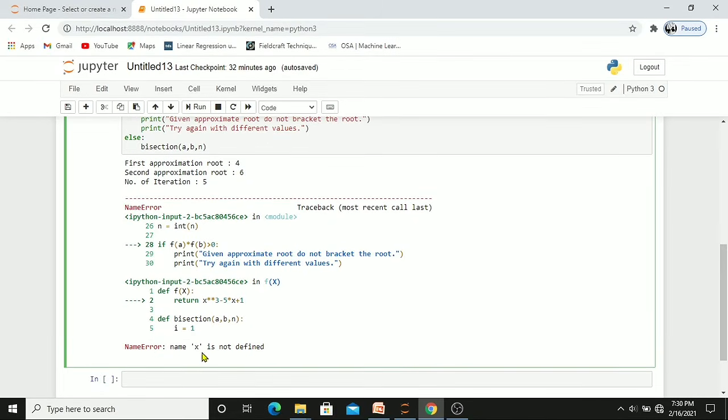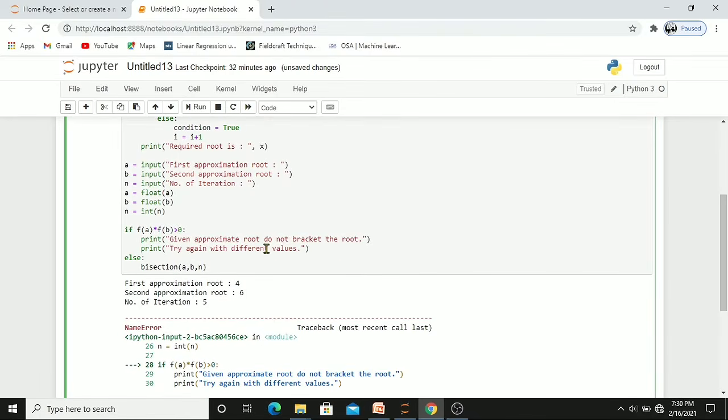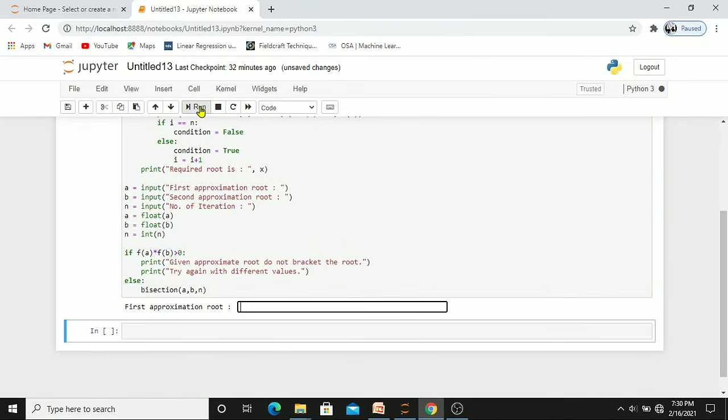The error is that name x is not defined, but we have defined it in the definition portion, right? So see, there was an error: I defined capital X and wrote small x. So we need to consider that it should be a small letter, right? Now again, going for the execution part, run.